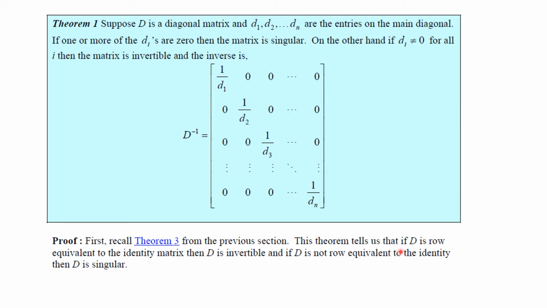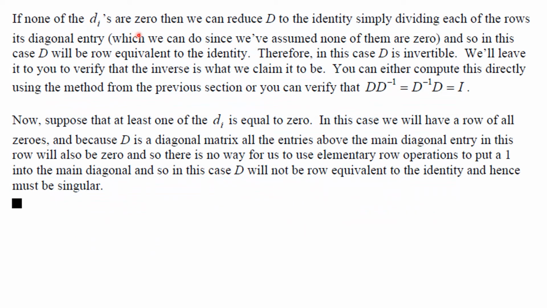First, recall that if D is row equivalent to the identity matrix, then D is invertible. And if D is not row equivalent to the identity matrix, then D is singular. Now, if none of the d_i's on the diagonal are zero, then we can reduce this capital D to the identity simply by dividing each of the rows by its diagonal entry, which we can do since we've assumed none of them are zero. And so in this case, the matrix D will be row equivalent to the identity matrix and hence invertible.